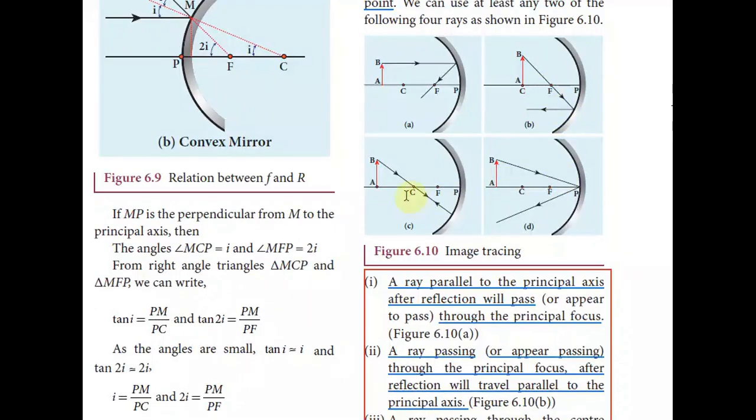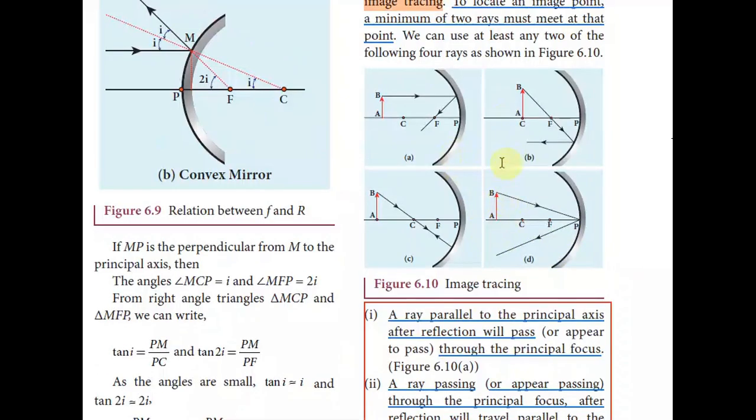In the next diagram, you see that an object AB is placed here, and the ray comes from the point B, passes through the center of curvature, and falls on the mirror. It gets reflected from that mirror, and it again passes through the center of curvature C. Another ray from the point B falls on the mirror at P, and it gets reflected in this direction. So these are the 4 rays which are very important to draw the ray diagrams.